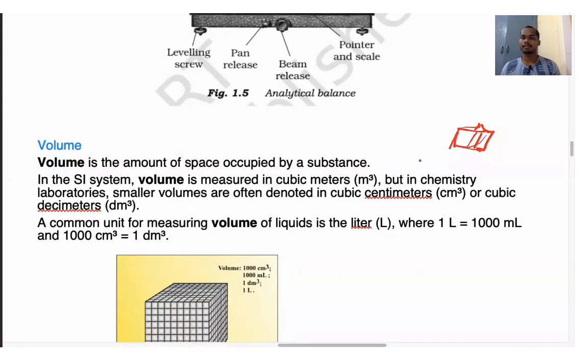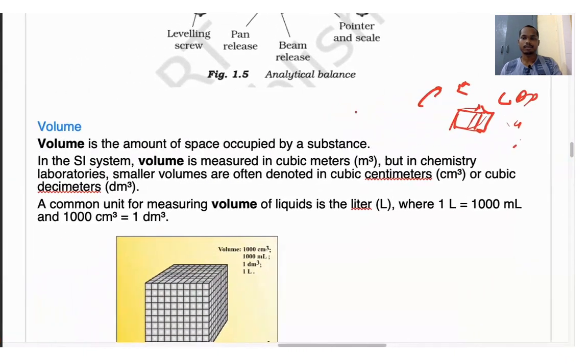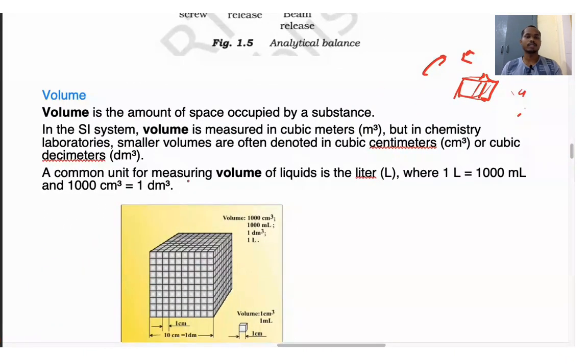The cubic meter is again a large amount as compared to centimeter and decimeter, so in a laboratory generally we use centimeter or decimeter. A common unit for measuring the volume of a liquid is the liter, where 1 liter is equal to 1000 milliliter, and 1000 centimeter cube is equal to 1 decimeter cube. So these are the units for volume.